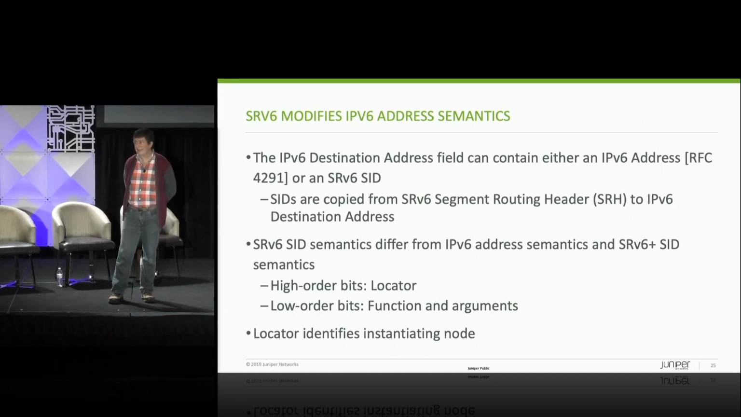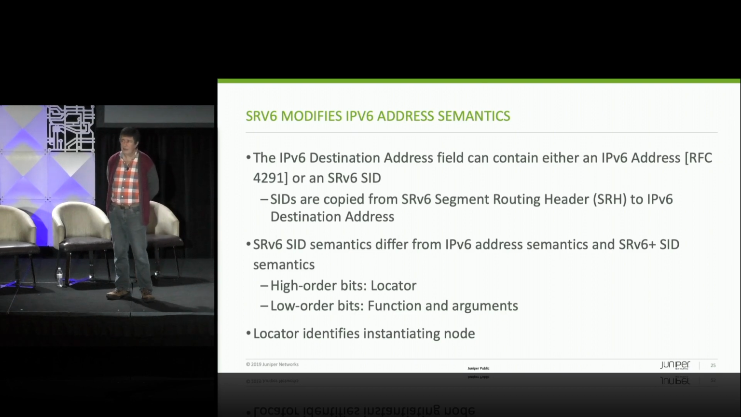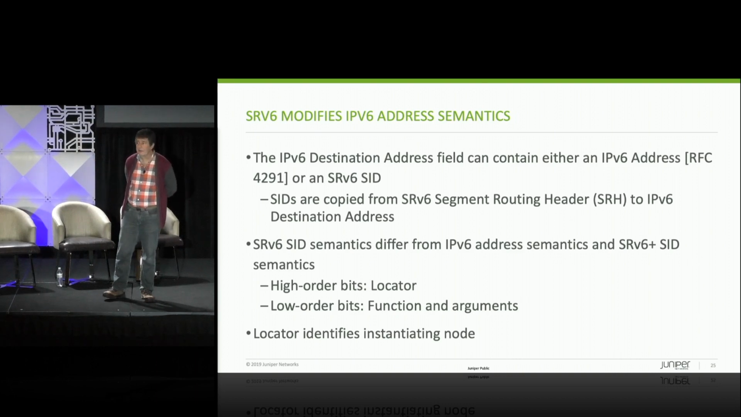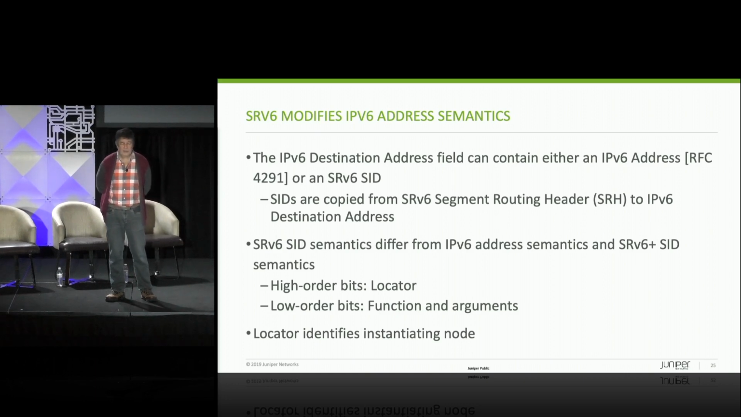The destination address field, in SRv6, can contain either an IPv6 address that identifies an interface the way RFC 4291 says it should, or it can contain an SRv6 SID. In SRv6, SIDs are copied from the routing header to the destination address. Now, a SID semantic is different from an IPv6 semantic.